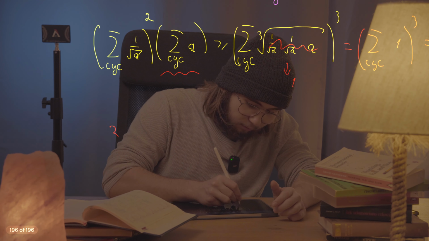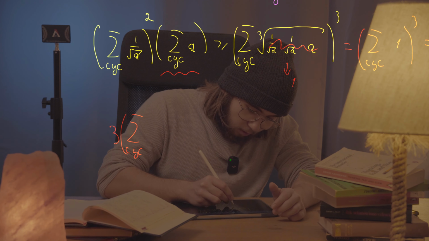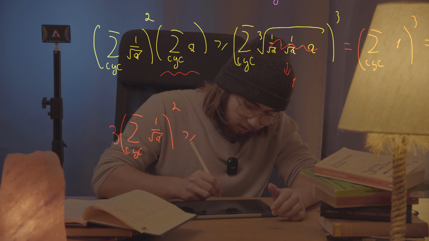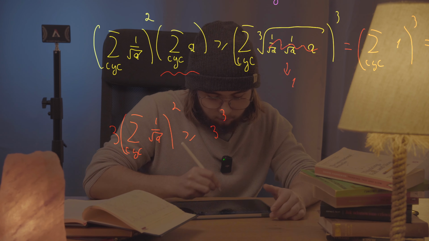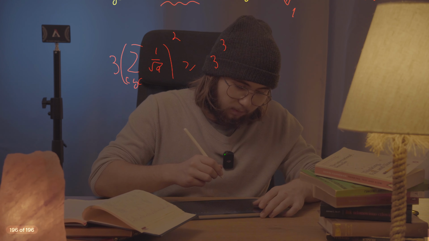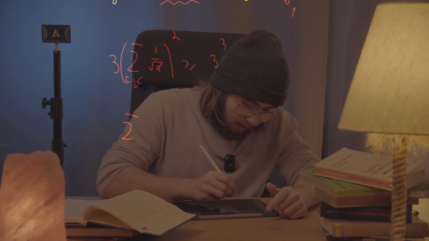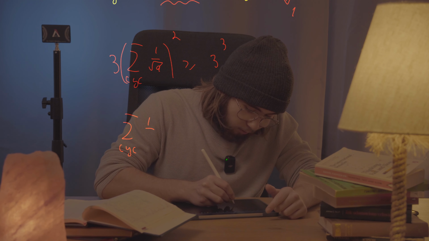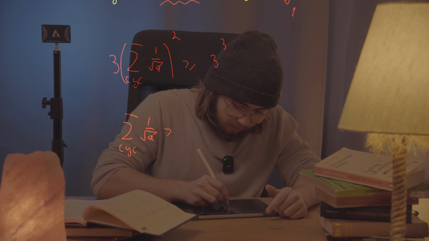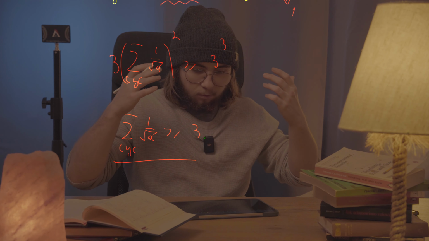And so we get that 3 multiplied by the square of the sum we're trying to estimate a lower bound on is greater than or equal to 3 to the power of 3. And so, dividing by 3 and then taking the square root, we will get that our cyclic sum of 1 over the square root of a is going to be greater than or equal to 3, and this is the minimized expression.